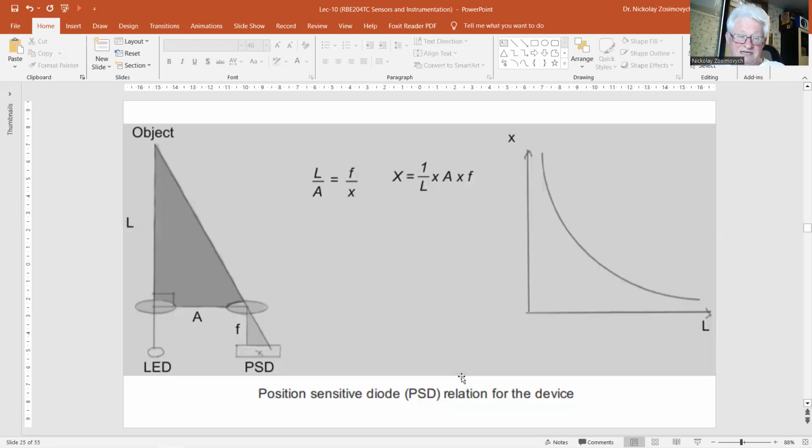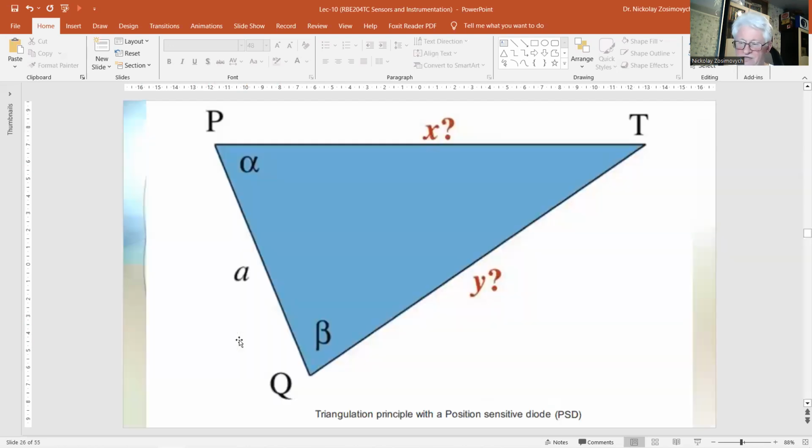Source and detector are configured according to this figure. For this setup, X is proportional to A times F over L. With L, I mean the object distance, here on a vertical line. A is the distance between the sensor and the projector, and F is the focal distance of the lens. This relation is an alternative approach to the triangulation option discussed a couple of lectures ago.